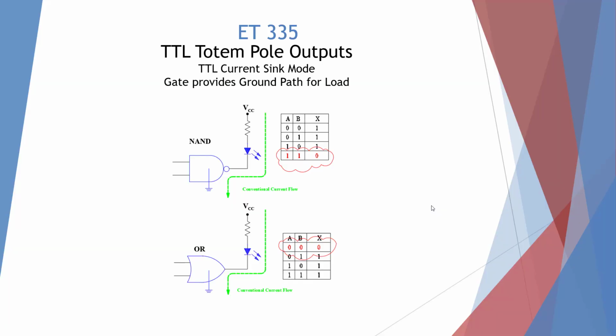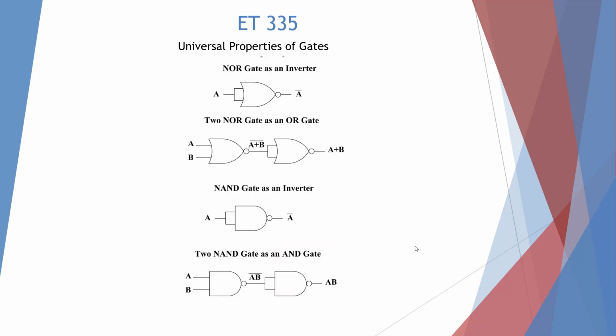Here we're showing the gates that we should be using when we want sink mode. So we have a NAND, 1, 1, 0, providing a ground path for our LED, or an OR gate, 0, 0 equals 0, also providing a ground path. So these are the devices that we should be using if we want sink mode.